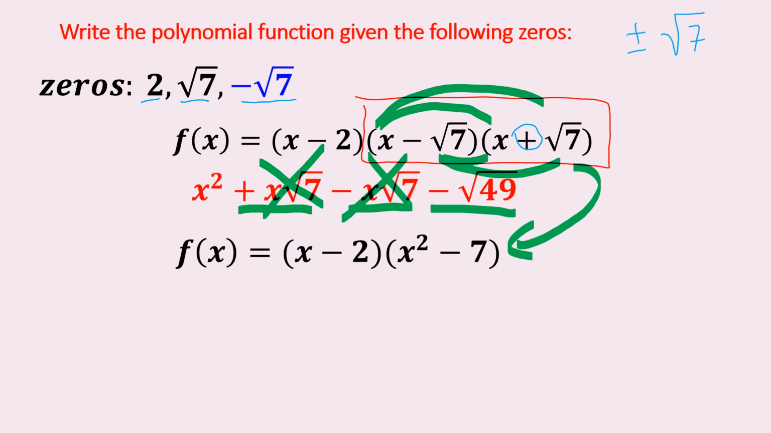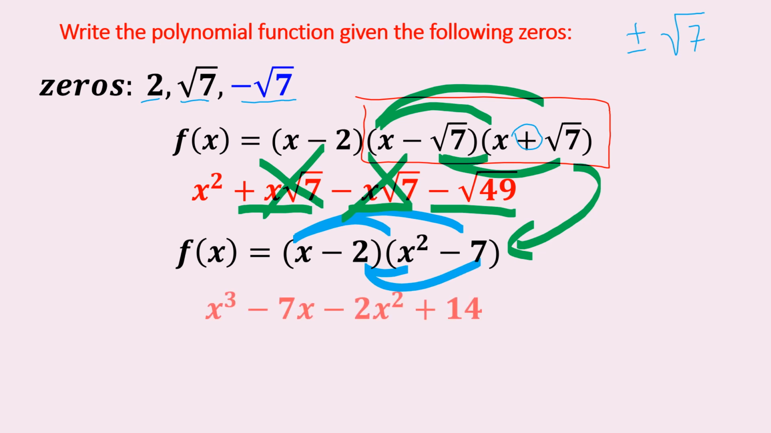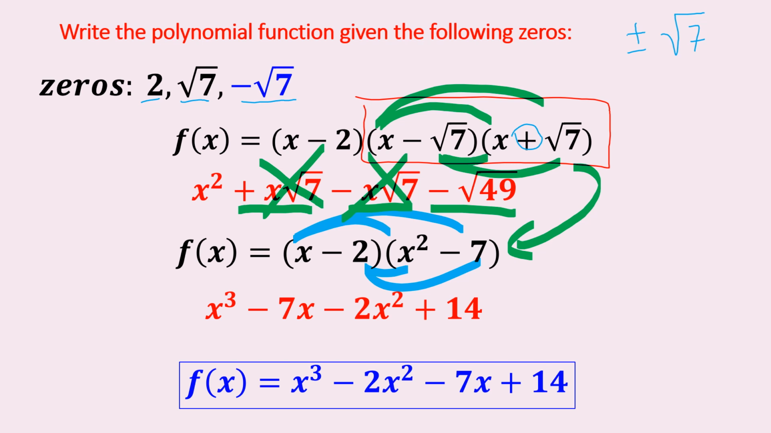And just like the last time, we want to FOIL this again to get our answer. Make sure it's written in descending order by exponents. X cubed minus 2x squared minus 7x plus 14.